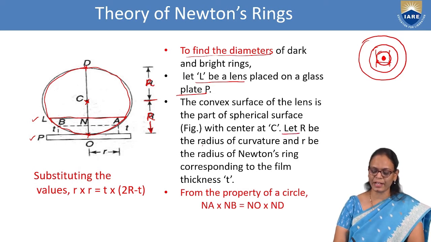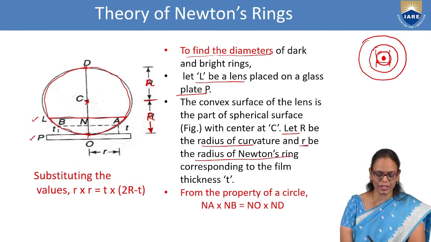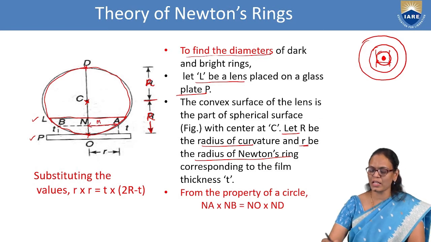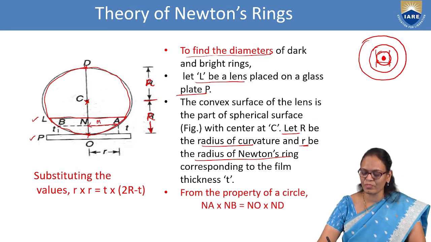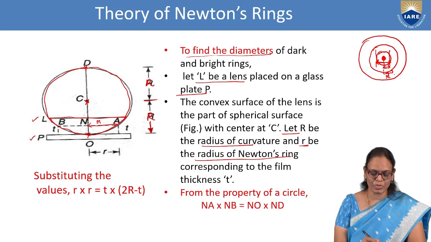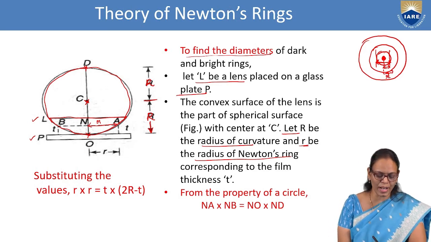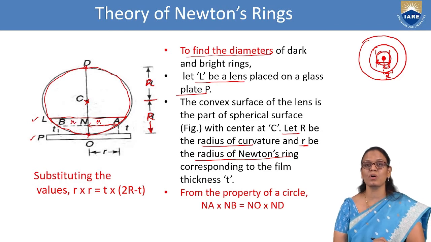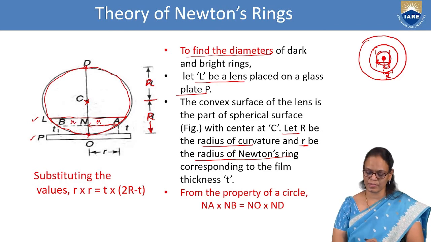And capital R is the radius of curvature and small r is the radius of the Newton ring. So here you see this is the radius of the Newton ring. If this is the diameter, then from here to here this is the radius. That is what you need to understand, relating these two diagrams. If this total is the diameter, this distance gives us the radius. So here NA or NB represents the radius of the Newton rings.